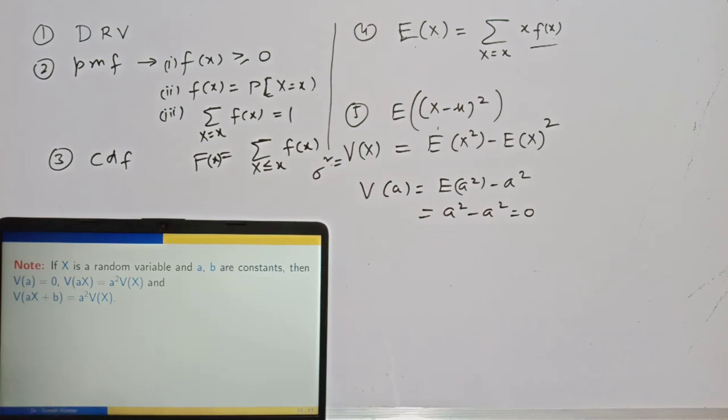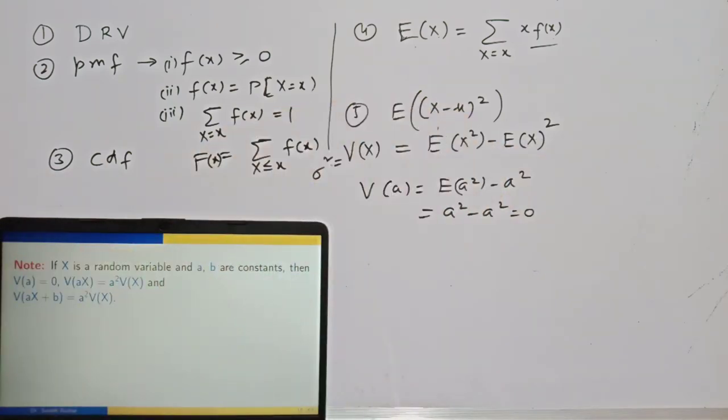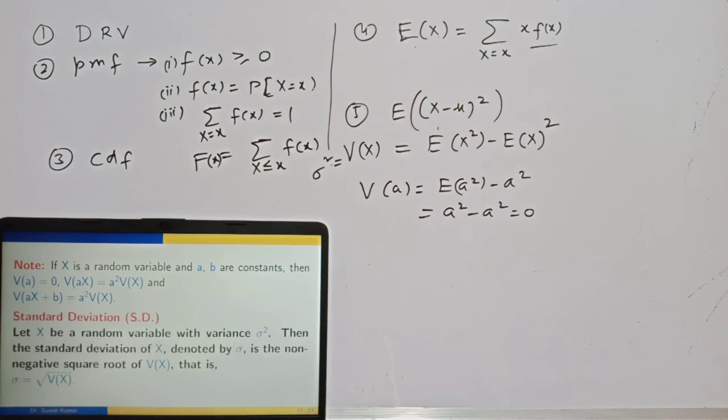Constant: each value of x is a constant, so there is no variation at all. Variance of ax is a squared times variance of x. Why? Because of the square, you will get a square outside. And variance of ax plus b is a squared times variance of x. So these are some useful properties regarding variance.